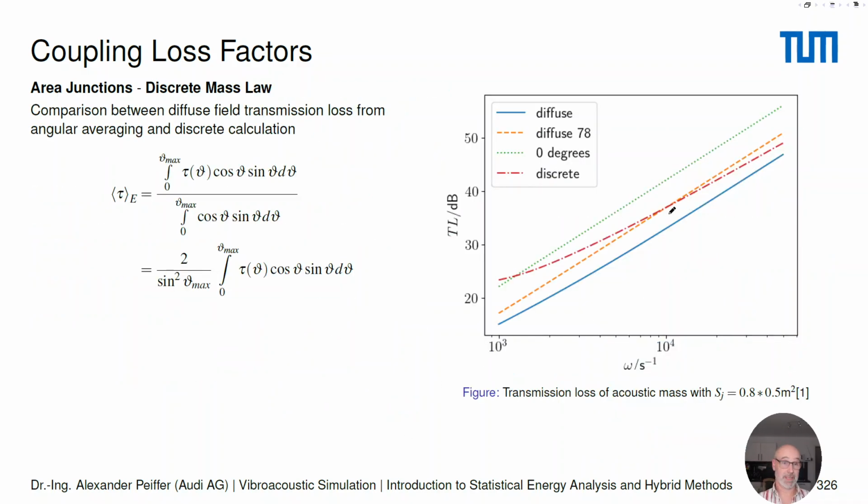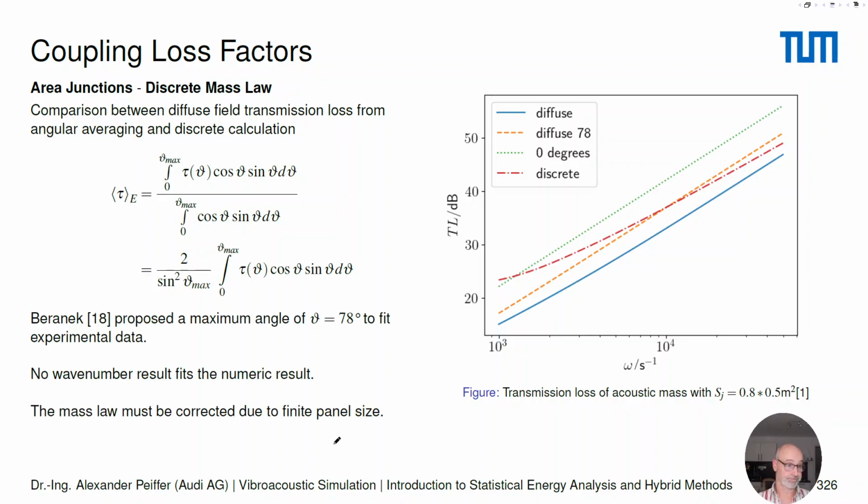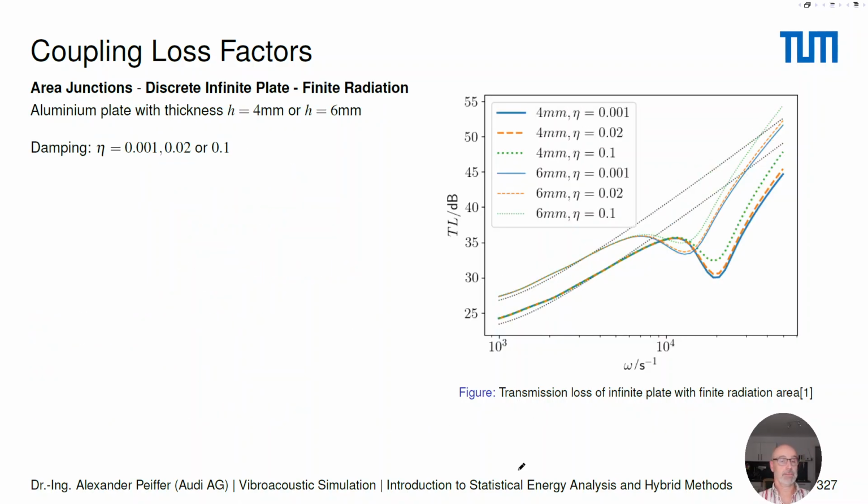You see that Beranek was not totally wrong, but for the low frequency areas, the mass law and the classical formulation fails. So be careful with this 78 degree formula. If the wavelength in your fluid is in the range of the size of your plate, you also have to be careful with your mass law.